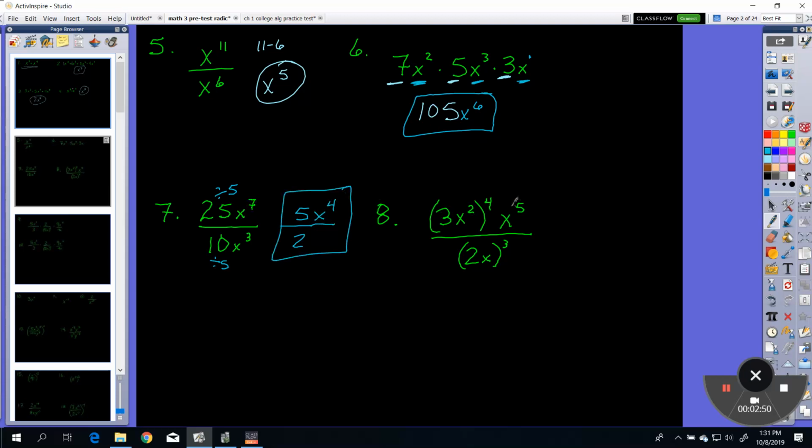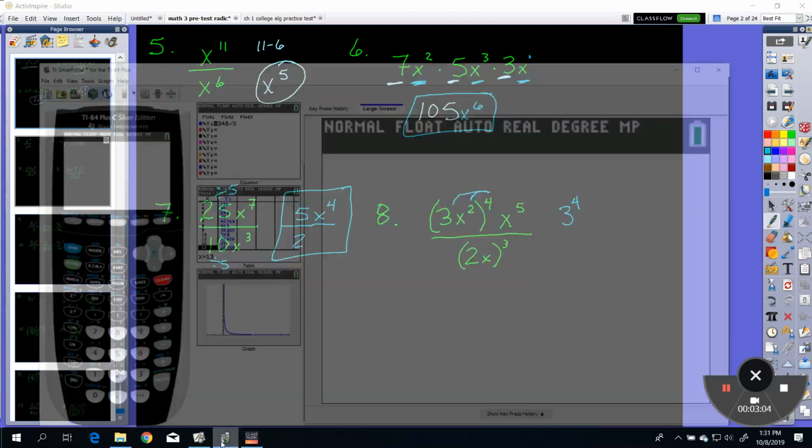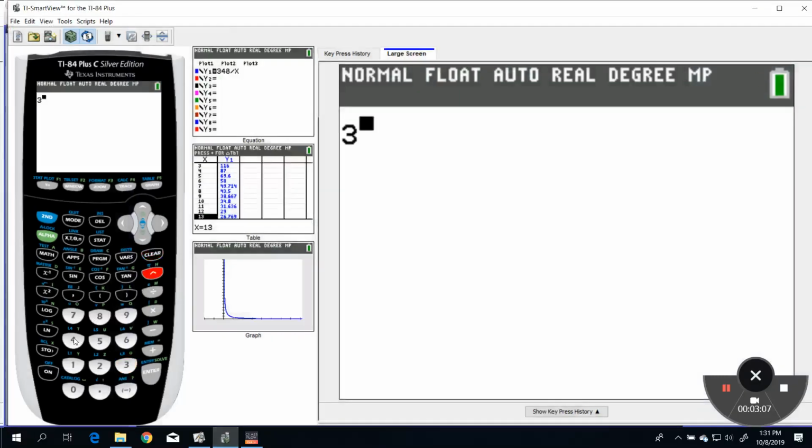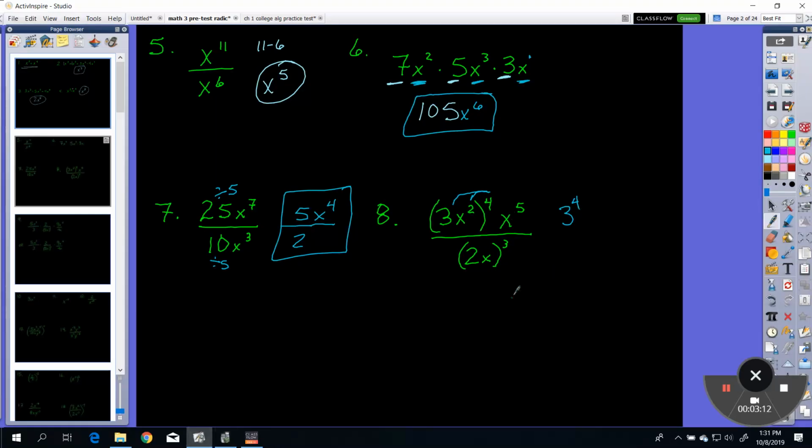On number 8, we have a power to a power. We have this parenthesis that has a power with it. So this 4 is really going to both of them. So this is really 3 to the 4th. So if I go to my calculator and I type in 3 to the 4th, and I hit enter, it says 81. So that's really 81. So that's the 3 to the 4th. X squared to the 4th, so you multiply these ones. 4 times 2 is 8. That's the only time you multiply powers, is when it's a power to a power. Okay? We still have the x to the 5th hanging on out there.